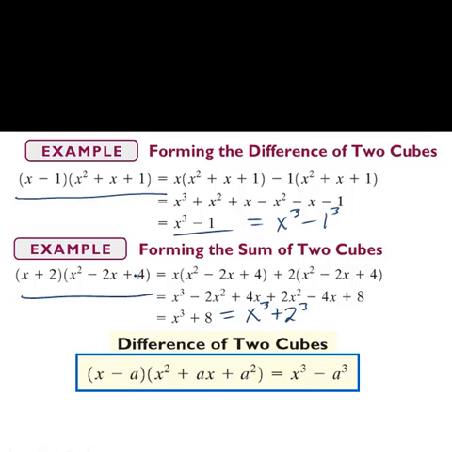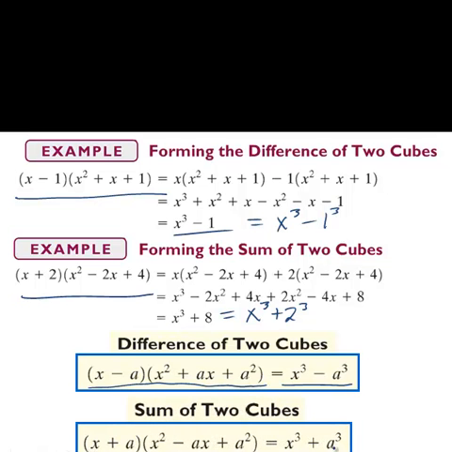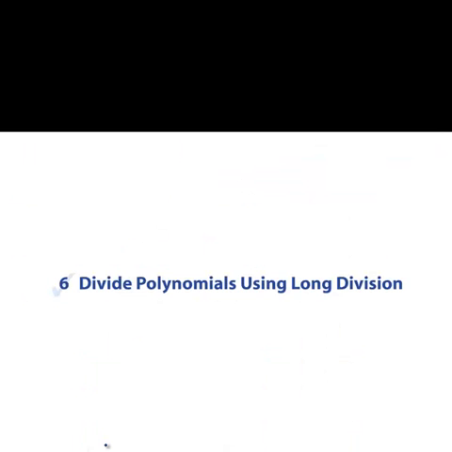So hopefully, just by using these two examples, you could see how to factor a difference of cubes and a sum of cubes. Now, a difference of cubes, as in x cubed minus 8 cubed, could be factored like this. Or the sum of two cubes, x cubed plus 8 cubed, could be factored like this right here. So those are handy formulas to help you out.